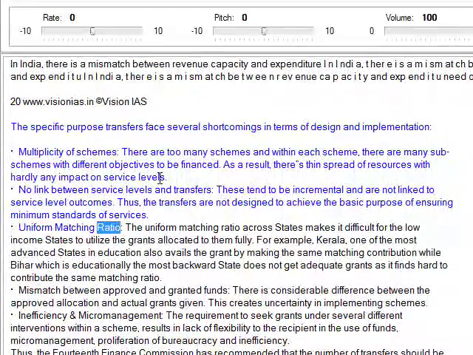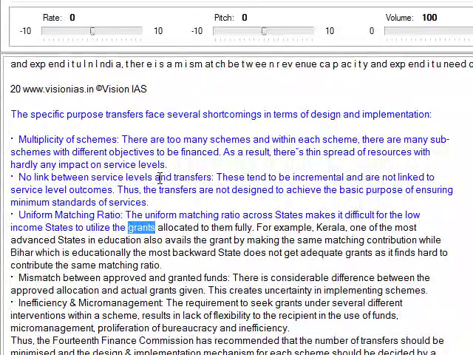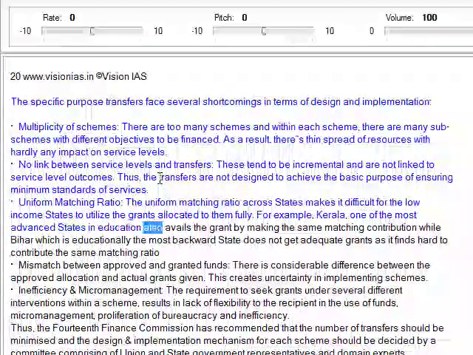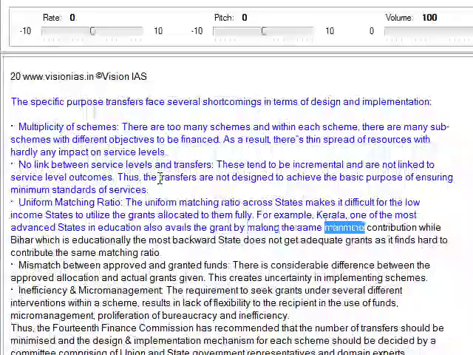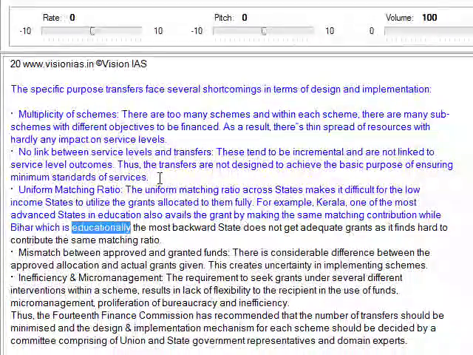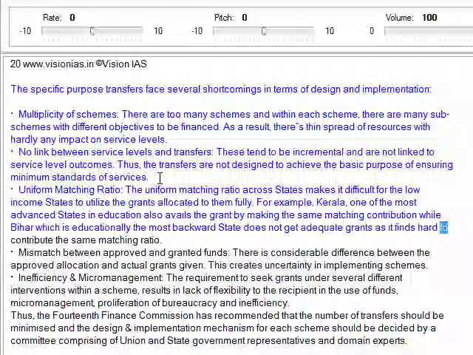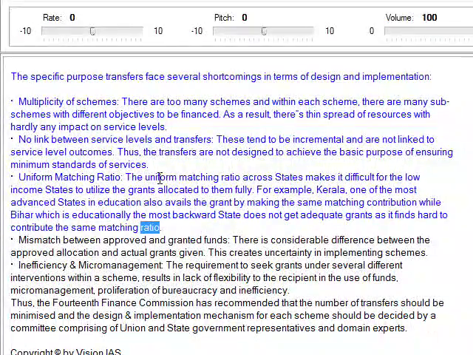Uniform matching ratio: the uniform matching ratio across states makes it difficult for the low-income states to utilize the grants allocated to them fully. For example, Kerala, one of the most advanced states in education, also avails the grant by making the same matching contribution, while Bihar, which is educationally the most backward state, does not get adequate grants as it finds it hard to contribute the same matching ratio.